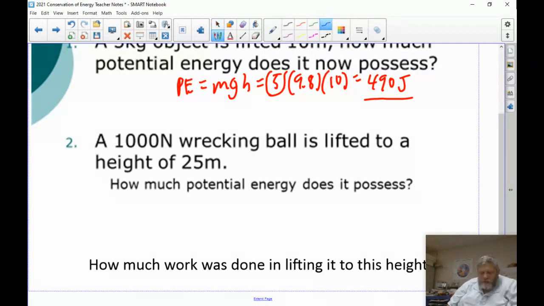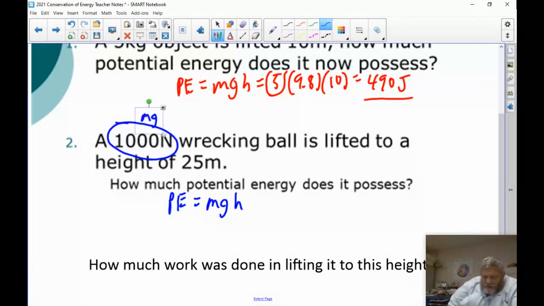A 1,000 newton wrecking ball is lifted to a height of 25 meters. What is the potential energy? Now, again, potential energy is equal to m times g times h. Now, careful here. We're given newtons, so that is the weight. That is mg already, isn't it? So that's the force that I'm going to have to lift it with. So this is just going to be 1,000 times 25, or 25,000 joules.